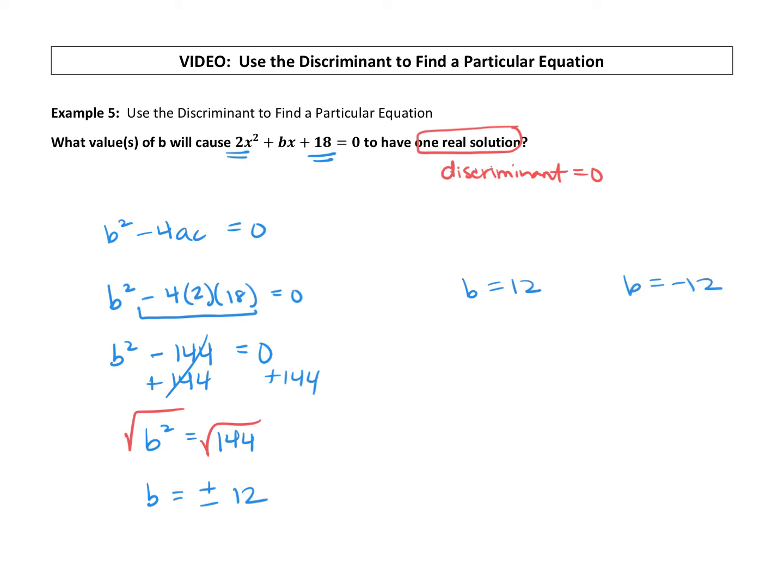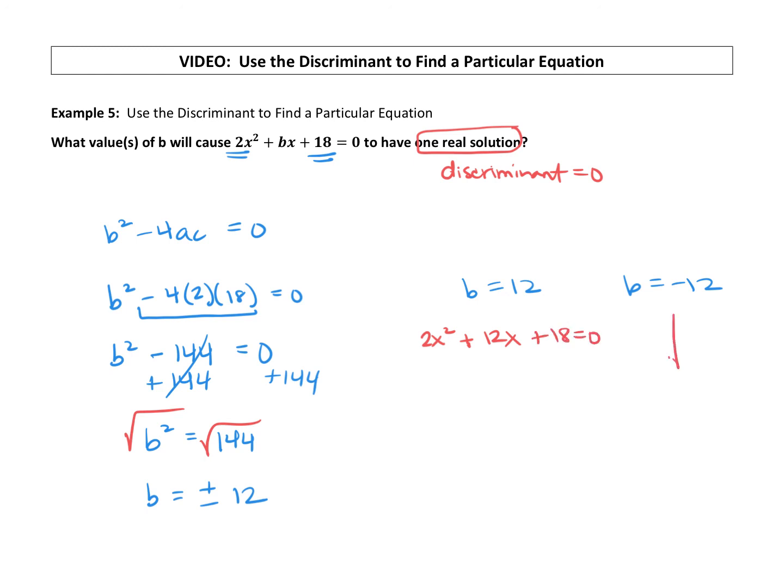So that answers that part of the question. What value or values of b will cause this equation equal to 0 to have one real solution? So let's go ahead and write out what those equations would be. We can just plug in our b value. So one equation would be 2x squared plus 12x, because that's a positive b, I just plugged the b in right there, plus 18 equals 0.